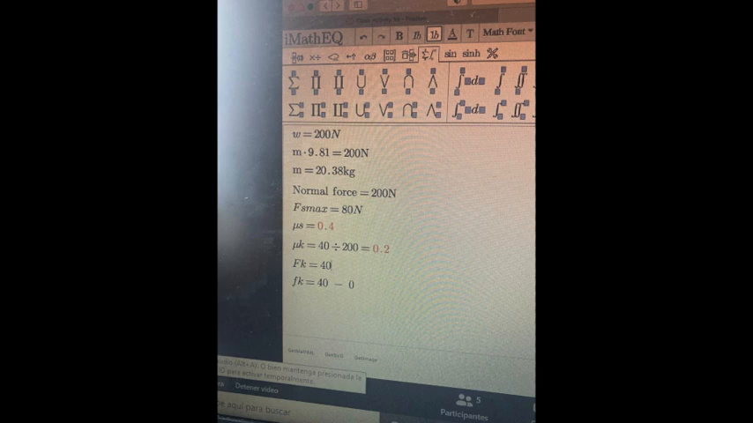So to conclude, we got that Fs max equals 80 newtons, Fk, which is friction force, equals 40 newtons, mass equals 20.38 kilograms, force of gravity and normal force equals 200 newtons, and mu s equals 0.4, and mu k equals 0.2.